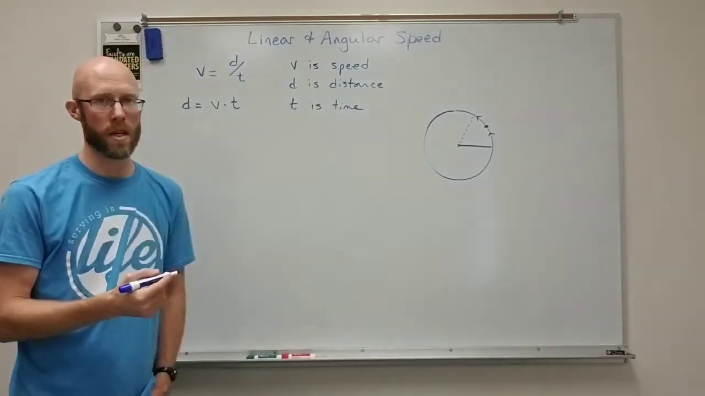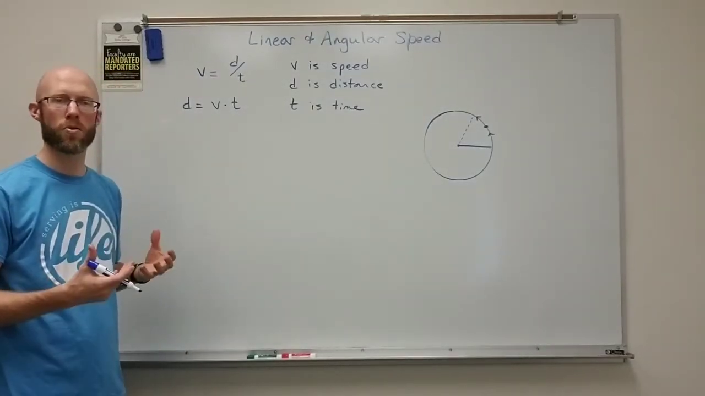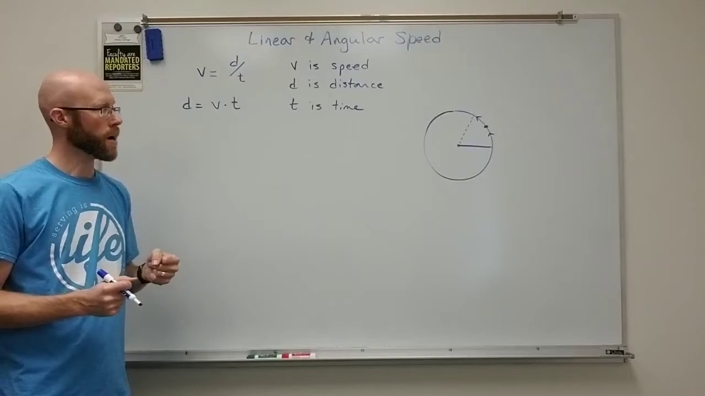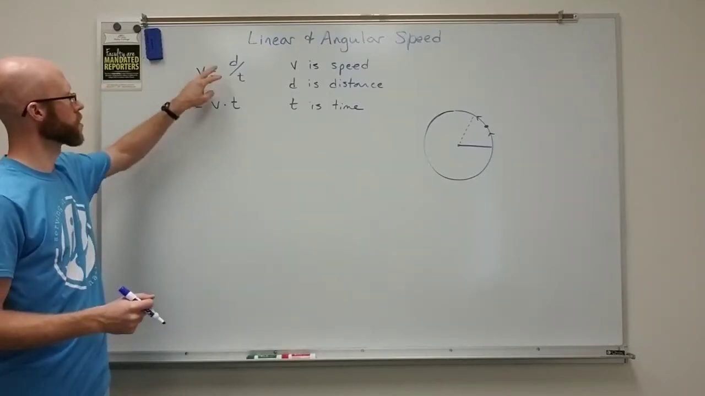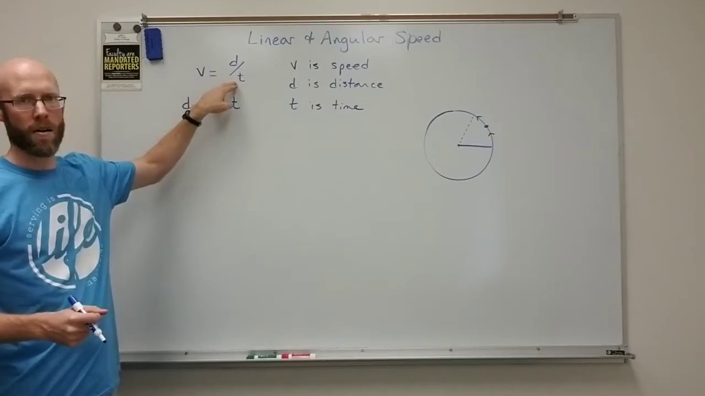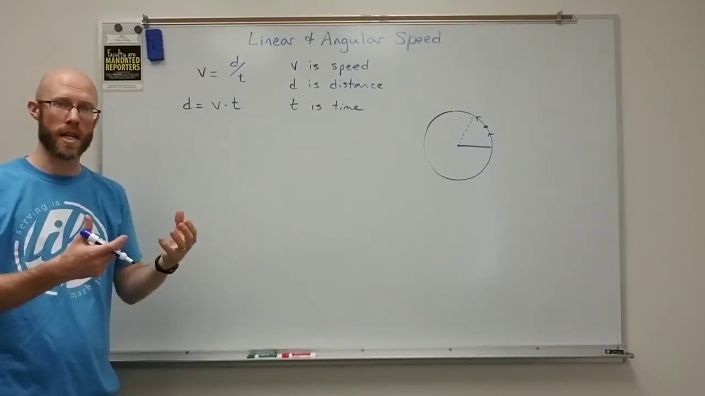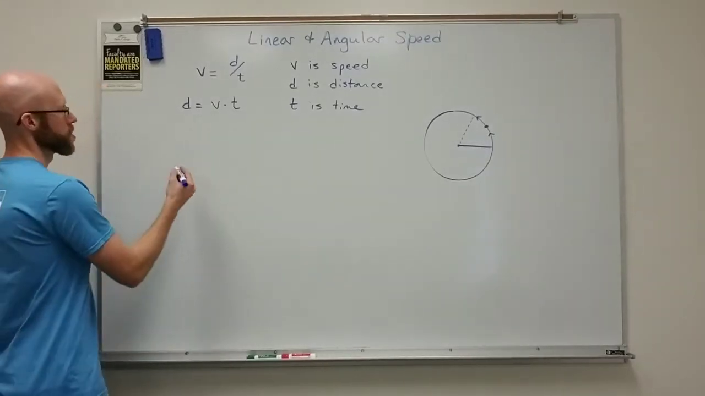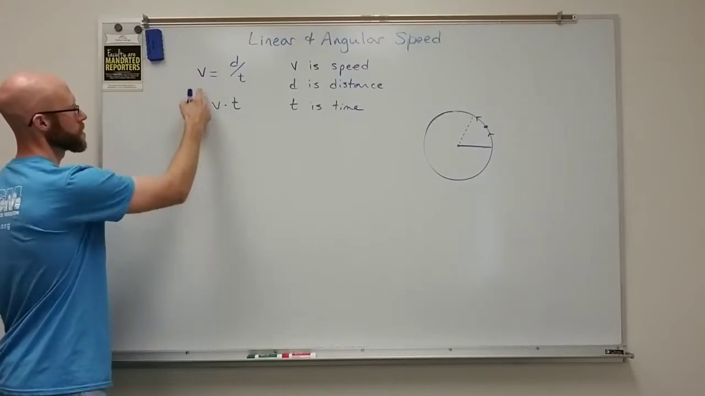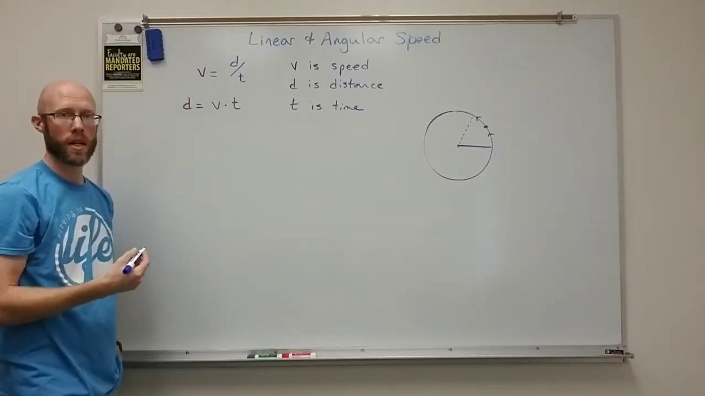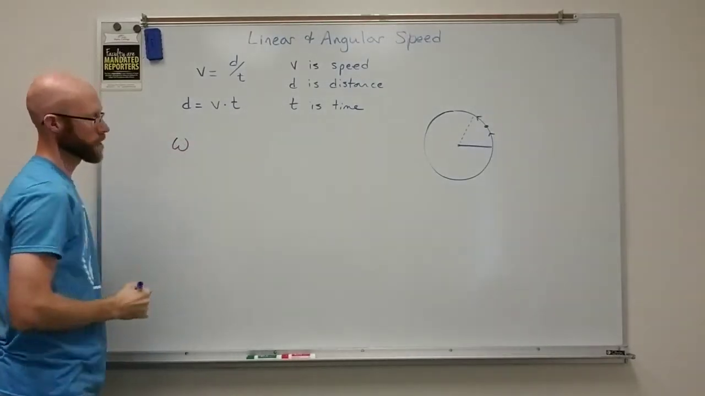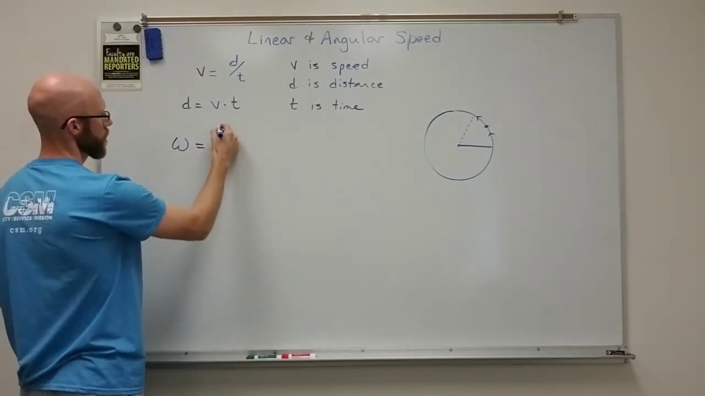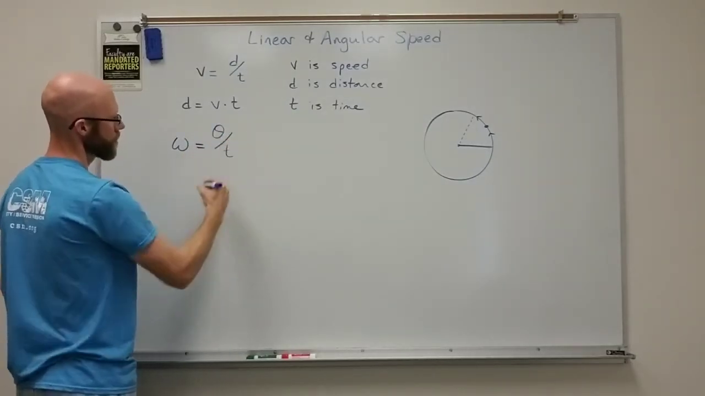The angular speed is given in a similar way. You think about units: angular speed would be in radians per second or radians per hour. So it's going to be angle over time rather than distance over time. So angle divided by time. For angular speed, instead of using v, we're going to use a Greek letter omega. It looks like a script W. Omega equals the angle theta divided by time.